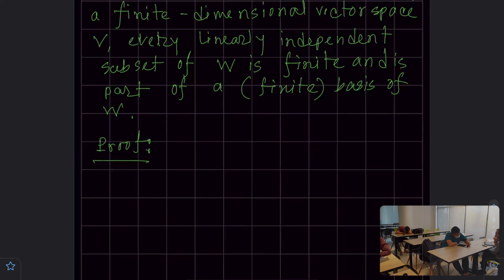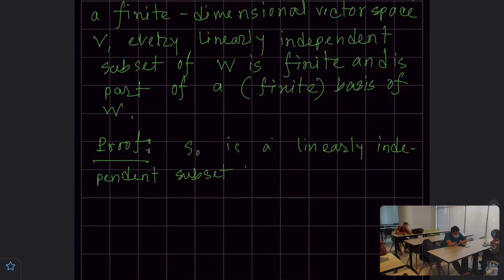That means suppose I take a subset, like suppose S0 is a linearly independent subset of W. Okay. So I'm taking S0 is a linearly independent subset of W.